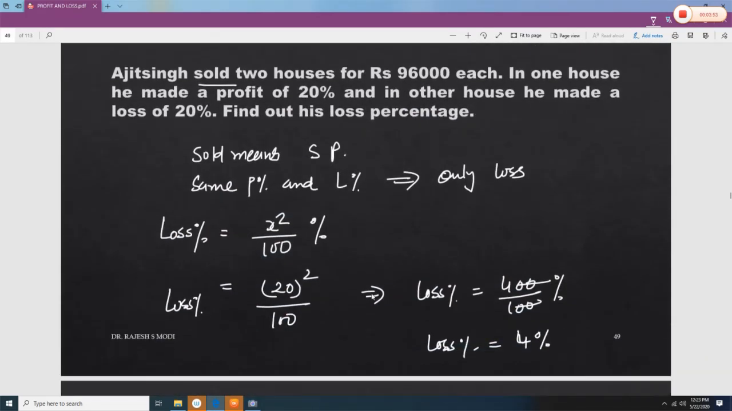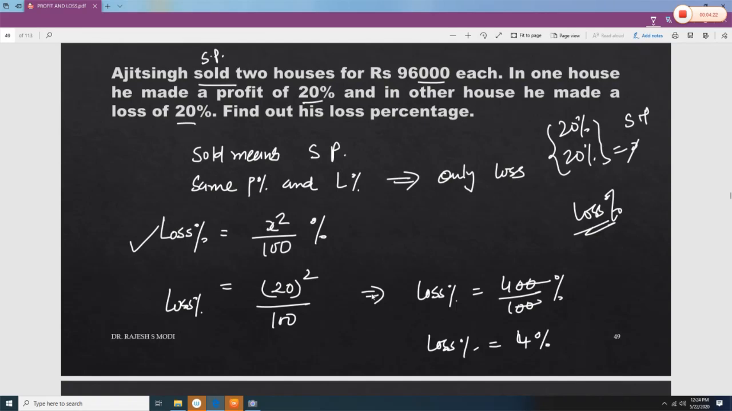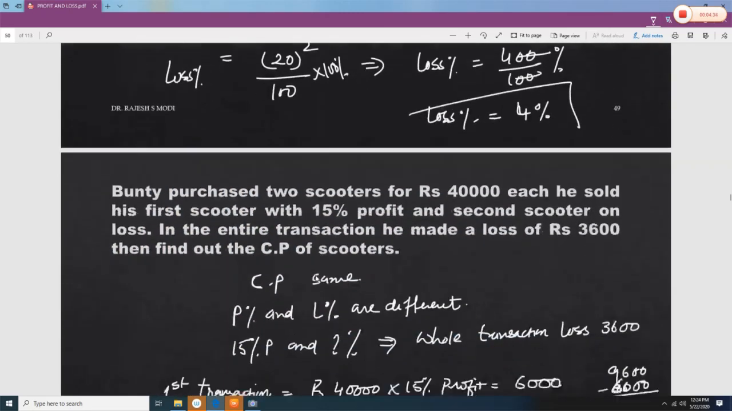Ajit Singh sold two houses for rupees 96,000 each. In one house he made a profit of 20% and in another house he made a loss of 20%. Now you see the profit percent and loss percent are the same and SP is given. Sold means SP, so there is going to be a loss, and we have to apply this equation, x square divided by 100 into percentage. Now this whole is equal to x, so x square is 20 square divided by 100 into percentage, so that comes to 4%. 400 divided by 100, so 4%.